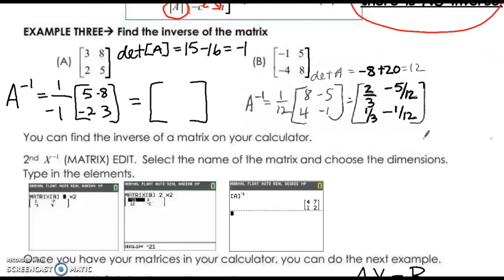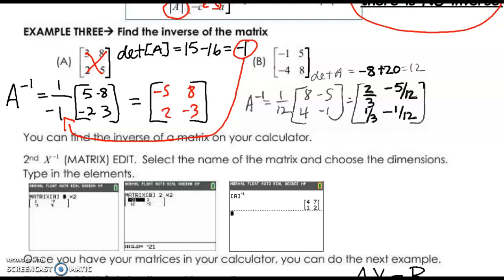So let's find the inverse of the matrix. For example 3, we're going to find the determinant, which is 3 times 5 minus 2 times 8, and we get -1. That -1 goes right here in the formula. And then remember, when we're writing this matrix, we're switching the D and the A and making the B and C negative. Now 1 over -1 is just -1, so you're just making all those values negative. So 5 becomes -5, -8 becomes 8, so 2 and -3.